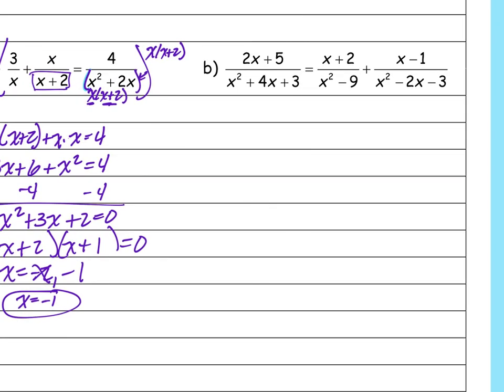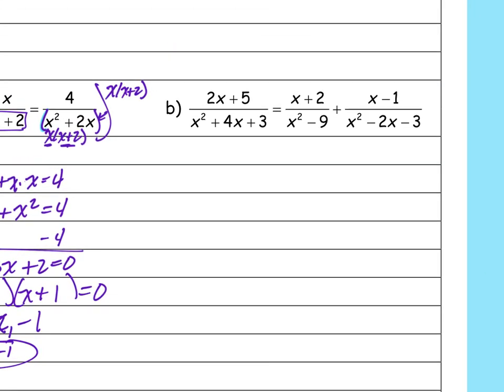Okay, and then this next one we're going to factor. This factors to x plus 3 times x plus 1, because there's only 2 numbers that multiply to be that. This factors to x plus 3 times x minus 3. And then this one factors to x minus 3 times x plus 1.